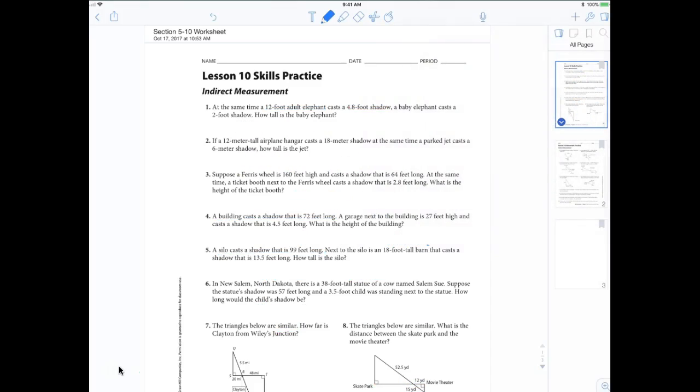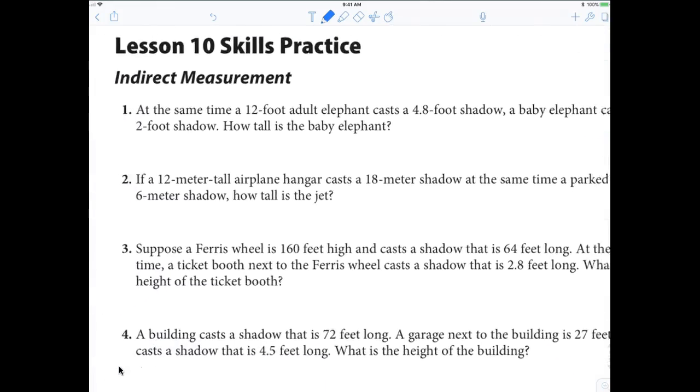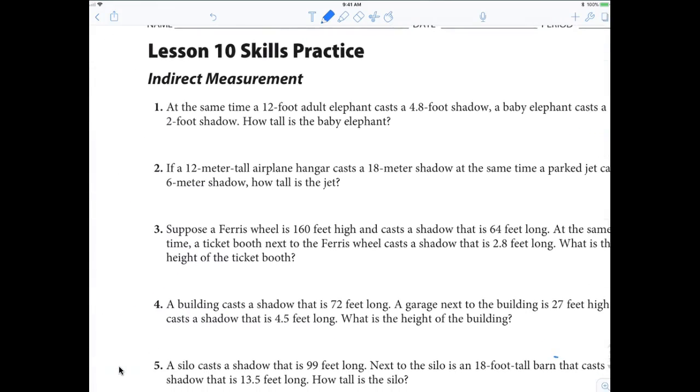Is everybody on this page right here? Again, for some reason, the theme here is shadows and height. It's called indirect measurements. If you want to measure something very tall and you don't have the ability to measure it with some type of instrument or measuring tool, then you can do an indirect measurement. And that's kind of what they're trying to show you.